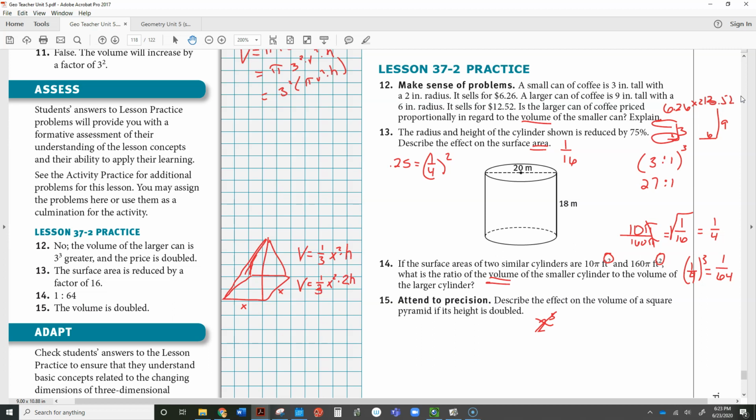So now, instead of having 1/3 x squared h, I have 2 times 1/3 x squared h. So this is the same as this. All I did was factor that 2 out. That's just a long multiplication. 1/3 times x squared times 2 times h. So I just factored the 2 out in front. This now is back to exactly what it was. So what happened to the volume? It doubled. The volume doubled. All right, that's the end of lesson 37.